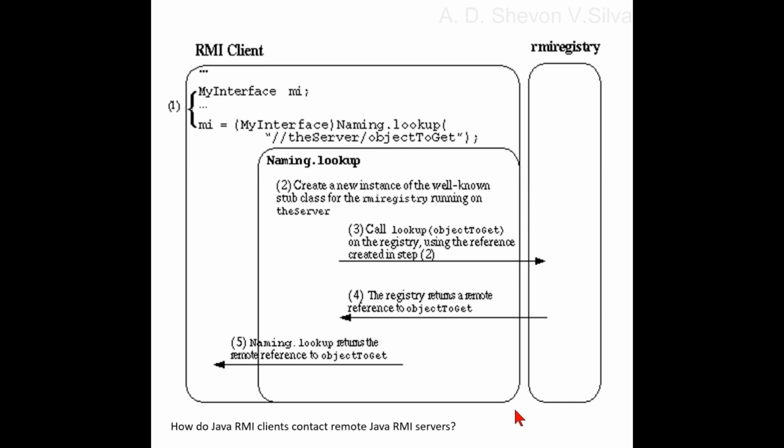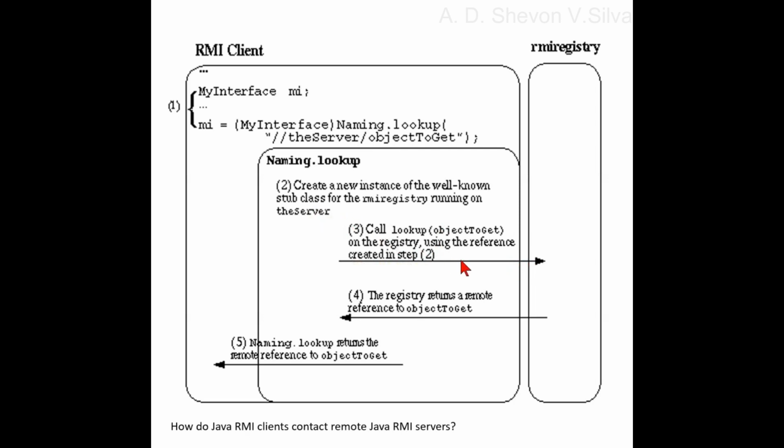If a VM performs both of these functions, it may be referred to as an RMI client and a Java RMI server. Here you can see an RMI client, and here you can see the RMI registry. Step 1: MyInterface mi = (MyInterface) Naming.lookup, the server object to get. Naming.lookup is inside the RMI client, and step 2: create a new instance of the well-known stub class for the RMI registry running on the server.